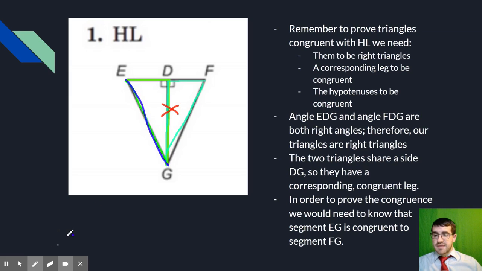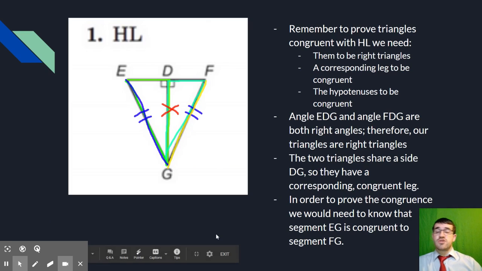We need to prove that segment EG is congruent to segment FG, or that segment GE is congruent to GF, whichever way you wrote it. I'll draw this one up in yellow. And once we have that, we can prove that the two triangles are congruent by HL.